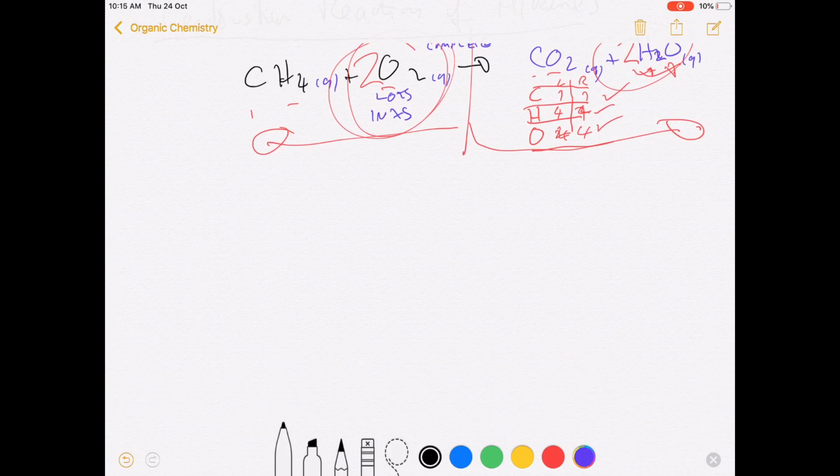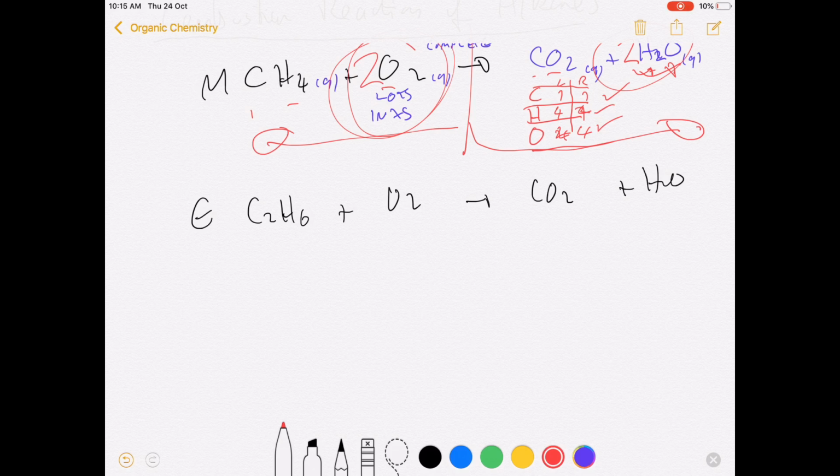So let's try the next alkane. Methane was C1, so ethane was C2. How many hydrogen? Double add 2, 6, plus O2 makes CO2 plus H2O. So we're going to do our CHO. 2 carbons, 1 carbon, so we need to have 2 of those. Now carbon is happy. Hydrogen 6, hydrogen 2, so we need to have 3 of those, so that's now 6, so hydrogen is happy. Oxygen 2 times 2 is 4, plus 3 times 1, so there are 7 oxygens on the right-hand side, and there are 2 here.